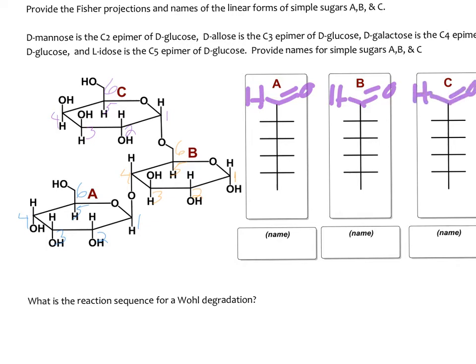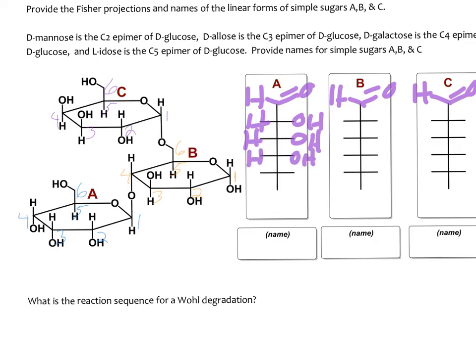Remember, in order to form a Haworth projection, we turn the Fisher projection 90 degrees clockwise. Anything that was on the right of the Fisher projection is down on the Haworth. So at C2 in sugar A, the OH is down, so that's going to be on the right. Hydrogen would be on the left. Carbon 3 OH is on the right, because it's down, H on the left. Carbon 4 OH on the right, hydrogen on the left.